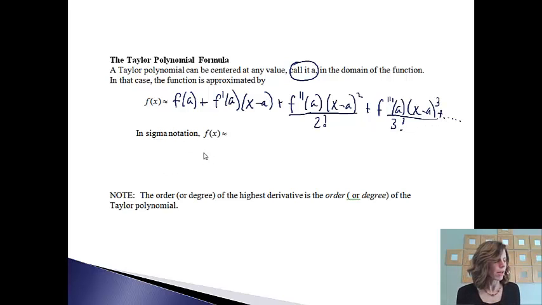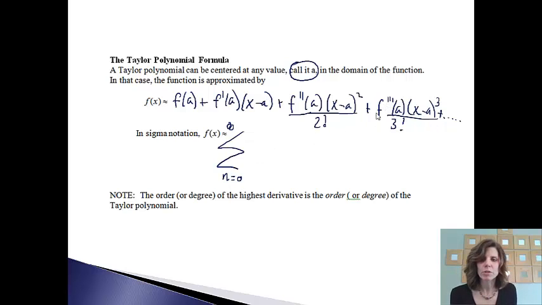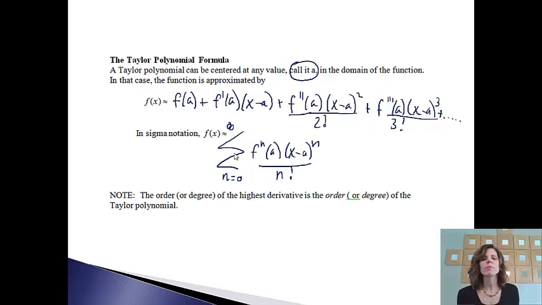So the way this would look in sigma notation, if I actually wanted to write a series instead of just the polynomial formula, is that it would go from n equals 0 to infinity. We're basically going to take the nth derivative of f at a, times x minus a to the n power this time, and then it would be over n factorial. So if I had to write a series formula, that's what it would look like. Okay, so that's pretty much what we are going to do.